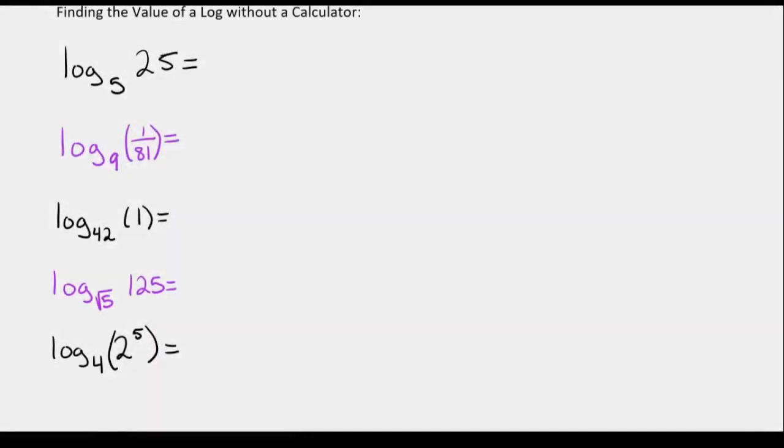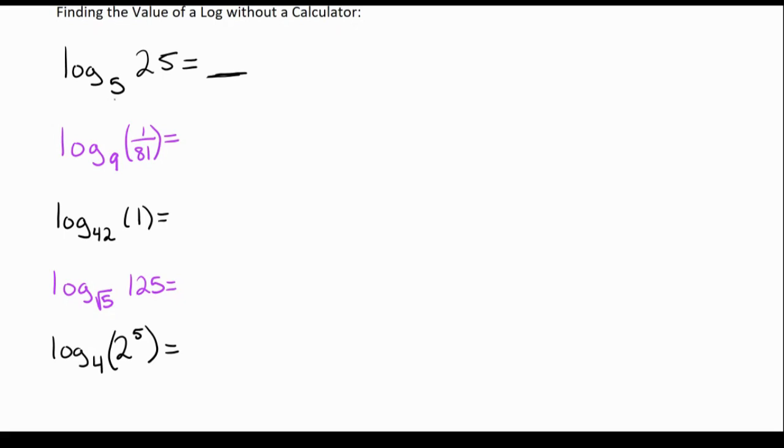Here we're asked to find the value of a log without a calculator. And a couple things that we need to know about logs in general. We'll start with this first one to kind of explain this. When we're trying to find the value of a log, we're saying that if we were using a calculator and we plugged in log base 5 of 25, well, what would we get out of the calculator? What's the value of it?